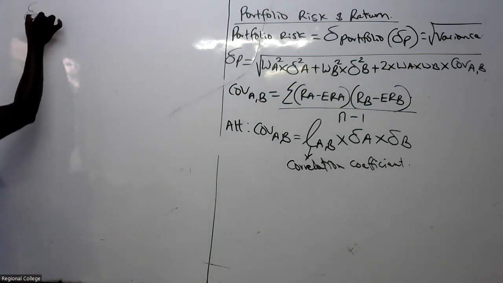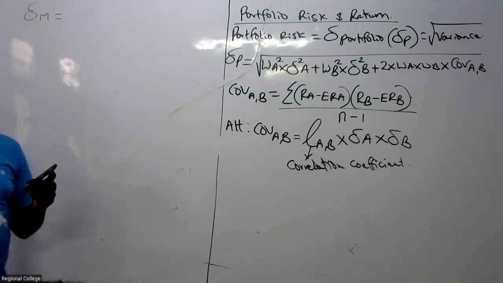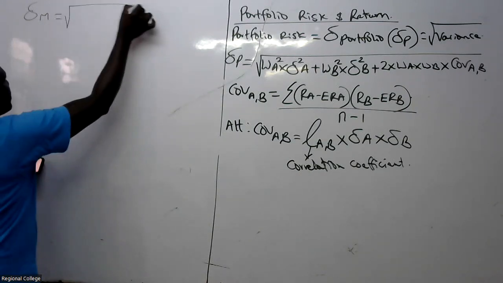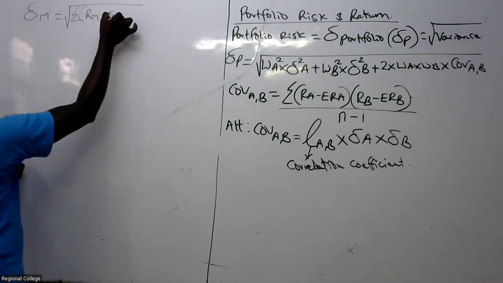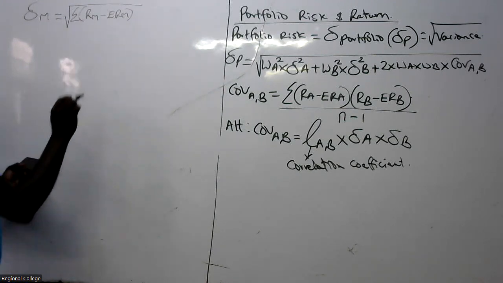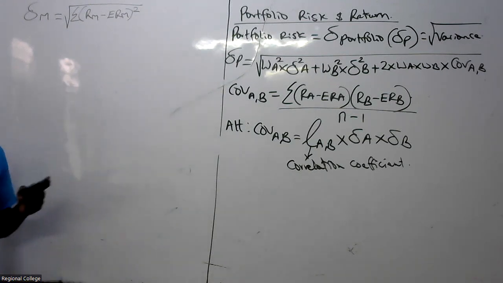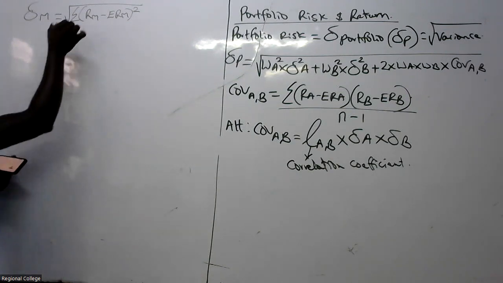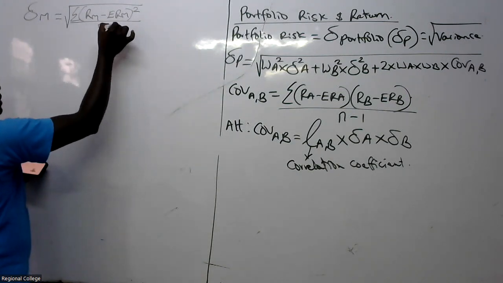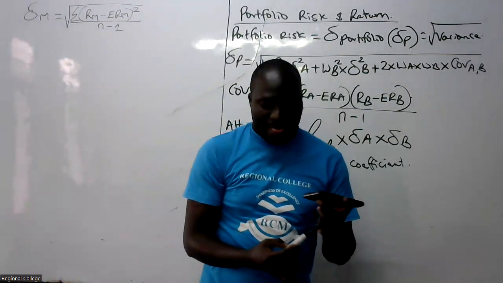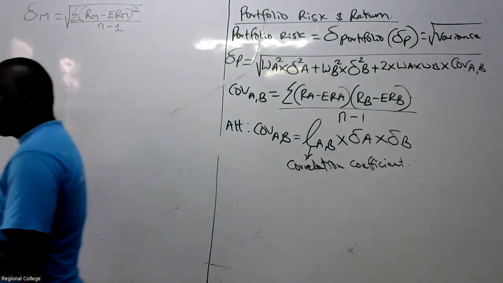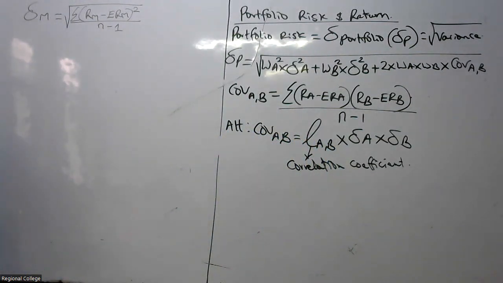Standard deviation of Medco equals the square root of summation of the returns of Medco minus what? Expected returns of Medco squared, times what? We do times or we divide? We divide by n minus 1. We have the number of years.